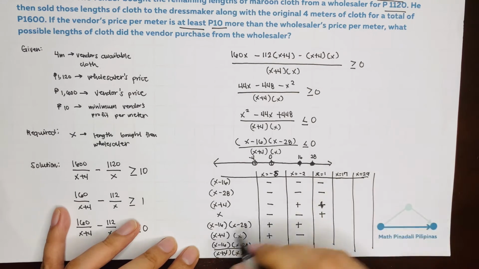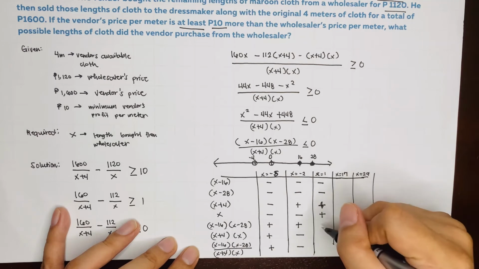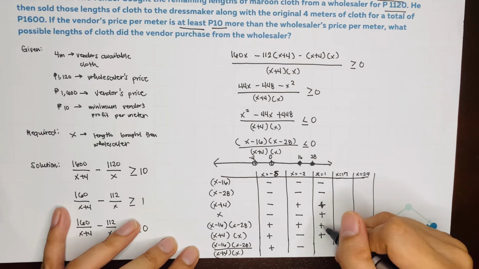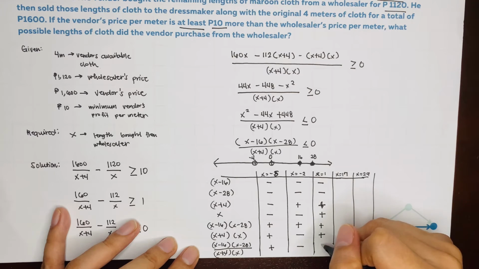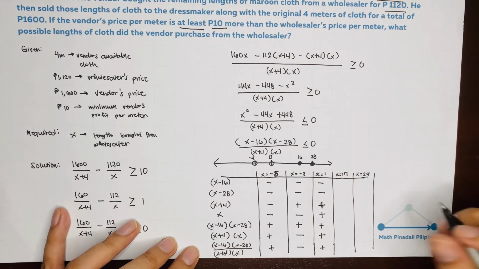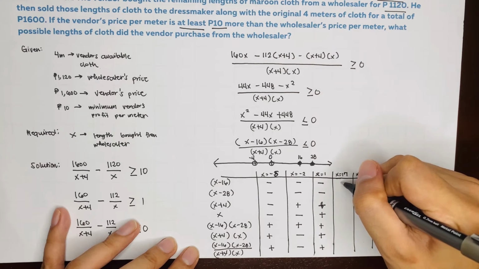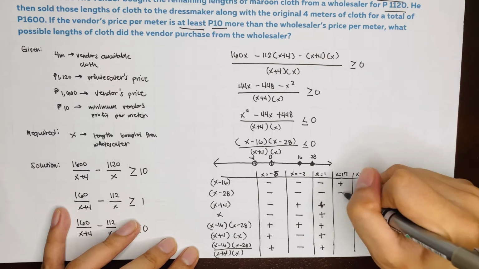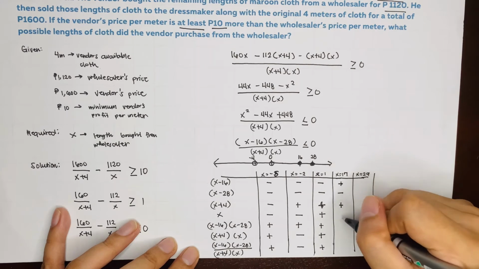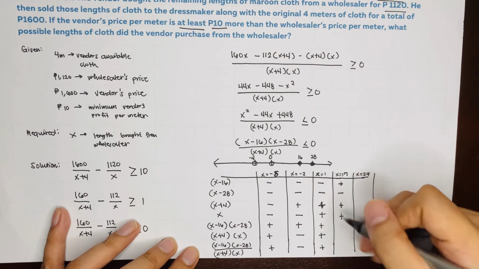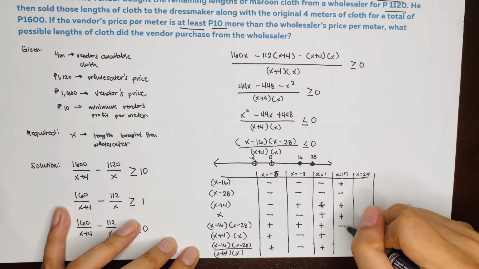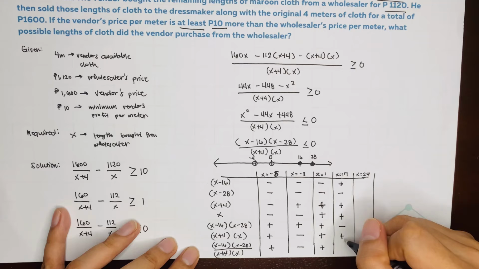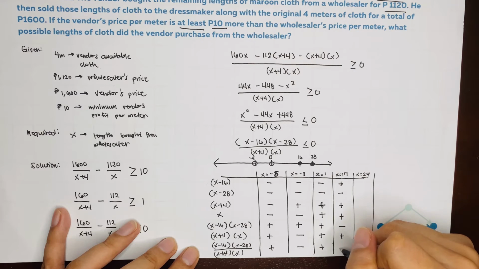So, positive. So, multiply natin. This is positive. Positive times positive is positive. And positive divided by positive is a positive value. Okay, continue natin. We have positive here. This is negative here. This is positive. This is positive. Positive times negative, negative. And positive times positive is positive. So, negative divided by positive is negative.